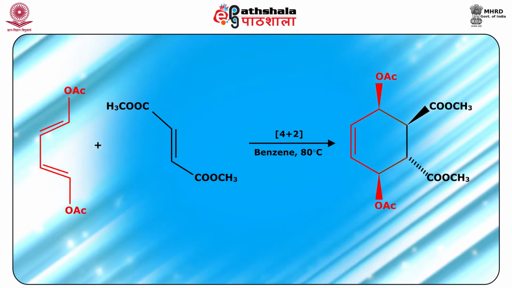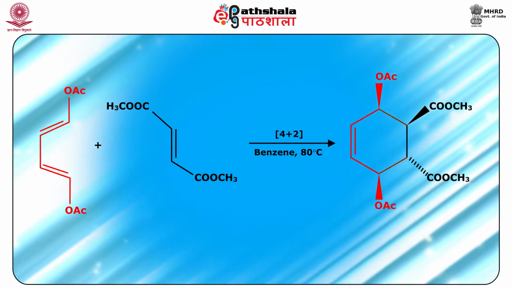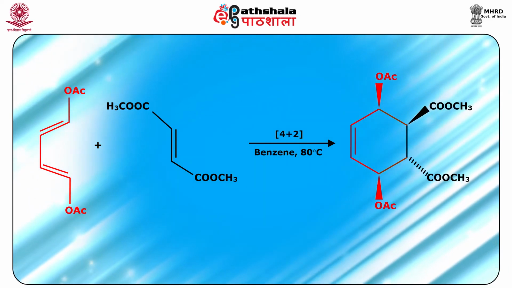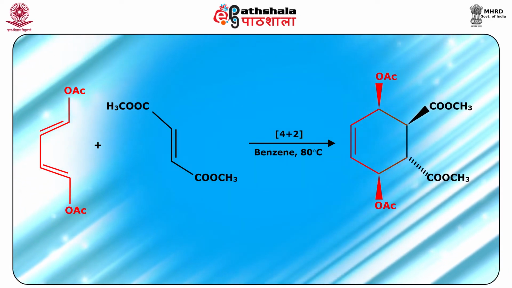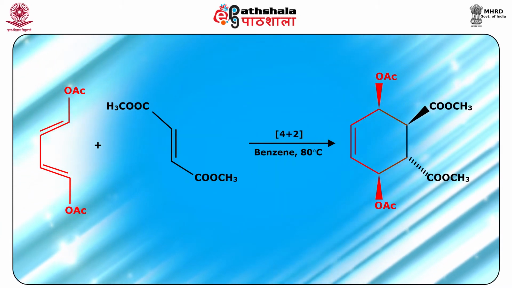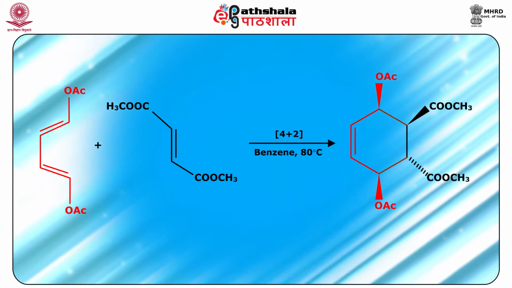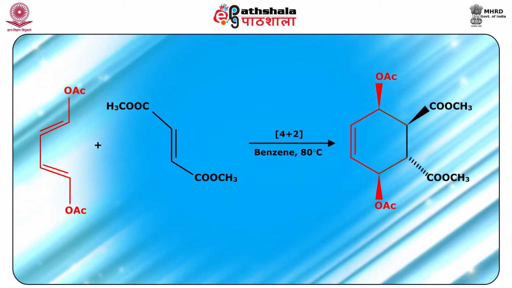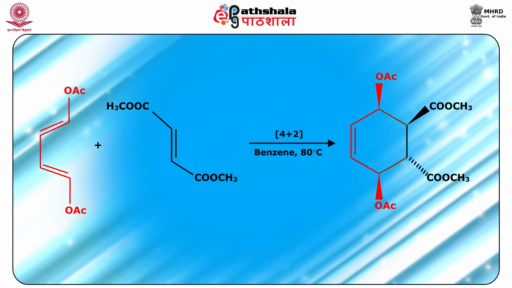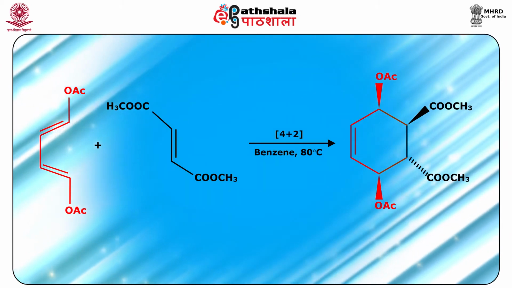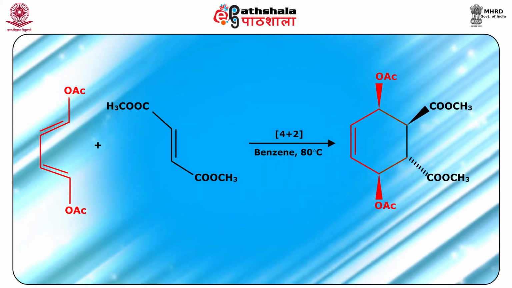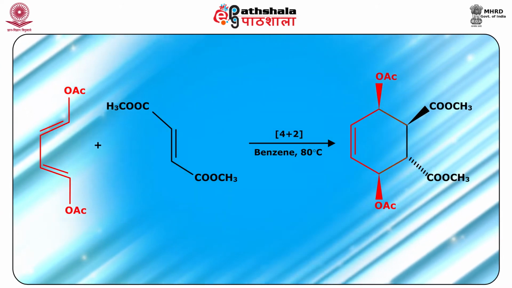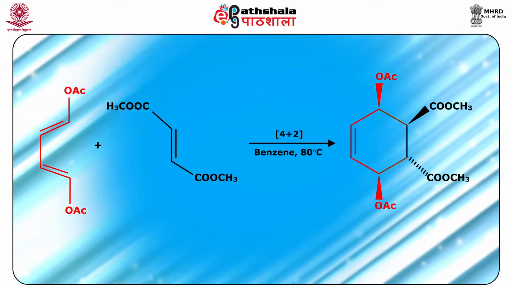4+2 cyclization is the most common type of cycloaddition reaction. The Diels-Alder reaction falls in this category of cycloaddition reactions. The utility of this reaction lies in two simultaneous C-C bond formations which, with suitable substrates, may lead to creation of 4 new stereogenic centers in the product.